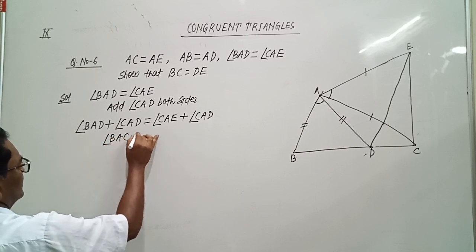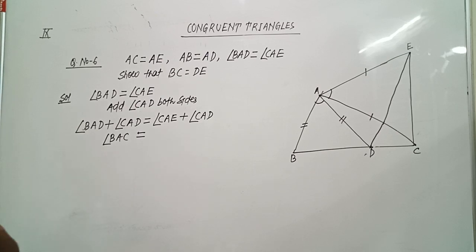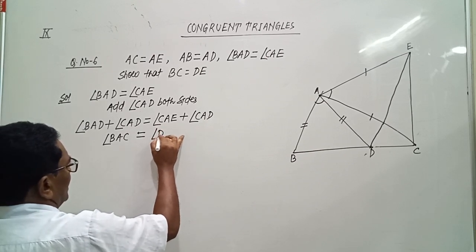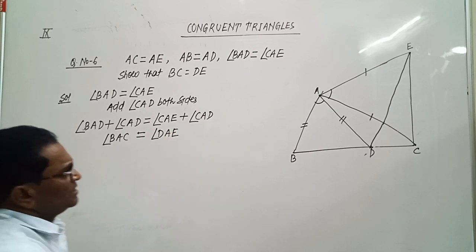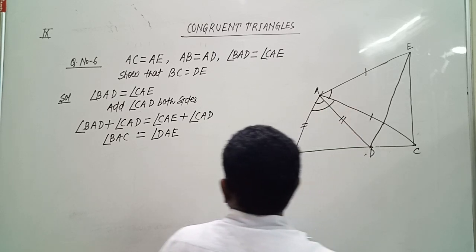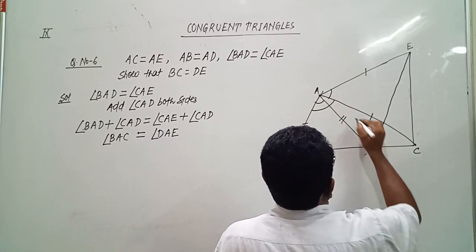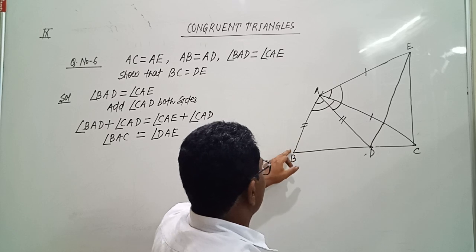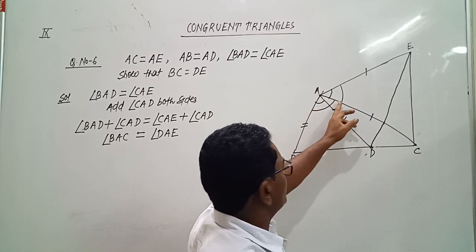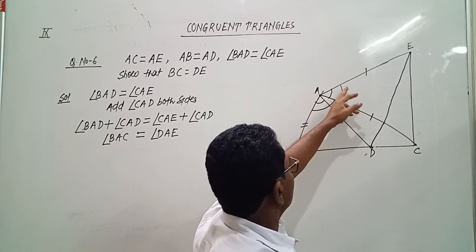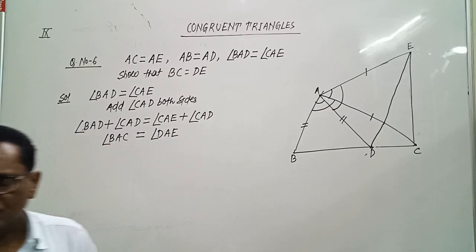Angle BAC, and CAE plus CAD is written as angle DAE. So we get the result angle BAC is equal to angle DAE. BAC means in triangle ABC, angle BAC, and in triangle ADE, angle DAE. These two angles are equal.